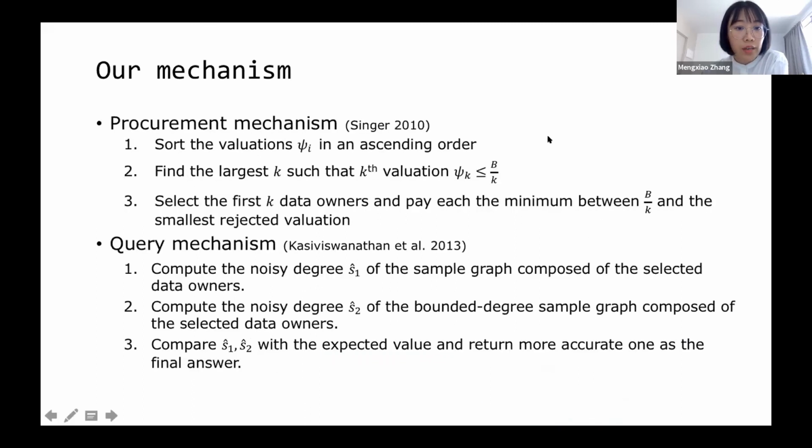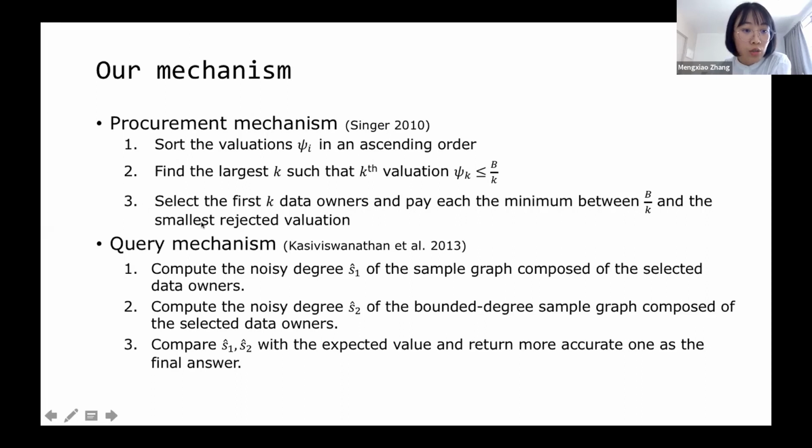This is the detailed design of our mechanism. Firstly, after getting the reported valuations from all data owners, the procurement mechanism sorts the valuations in ascending order, and finds the largest value of k such that if we pay the first k data owners with k's valuation, the total payment is still within the budget. Then we select the first k data owners and pay each of them the minimum value between the budget divided by k and the smallest rejected valuation, or the k+1 valuation.